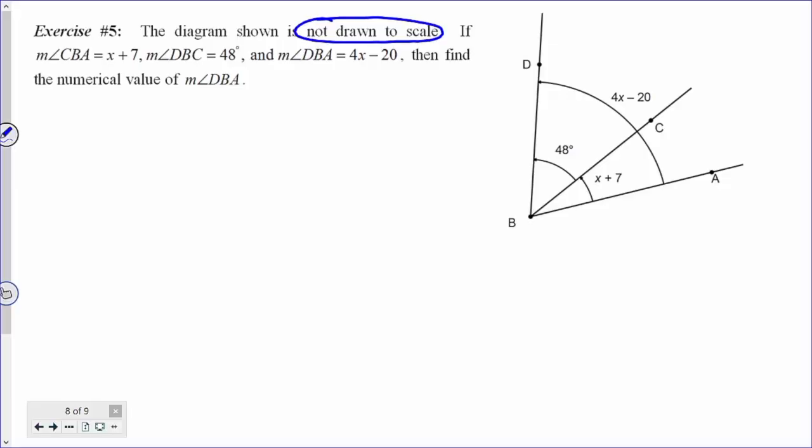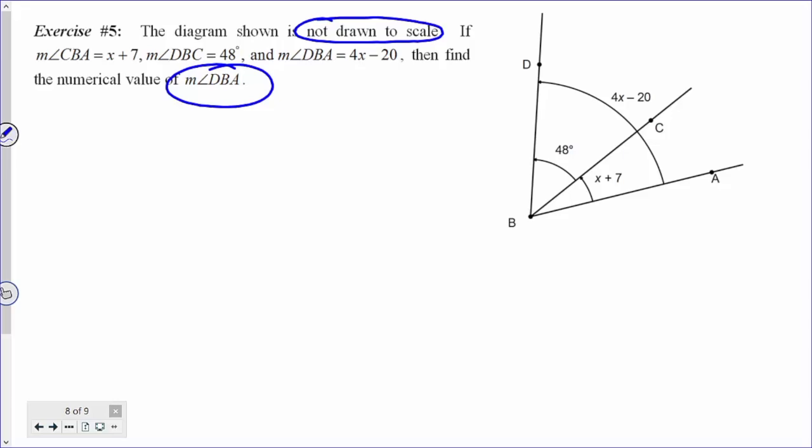If the measure of angle CBA is x plus 7, the measure of angle DBC is 48, and the measure of angle DBA is 4x minus 20, then find the numerical value of the measure of angle DBA.